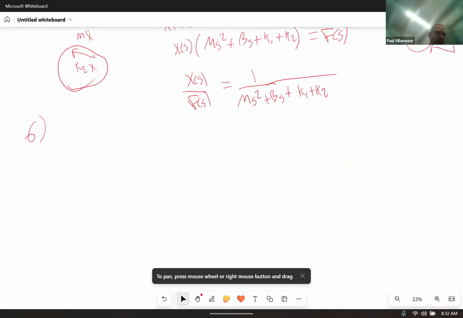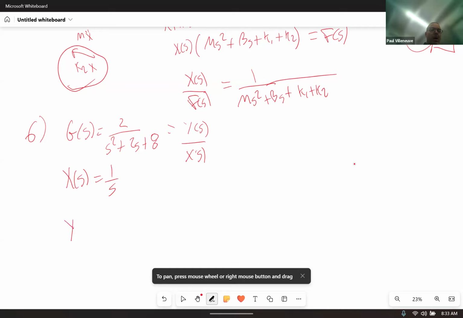Number 6. I gave you a transfer function. I tried to be good about this. I didn't give you an F of s, I gave you a G of s. And I said, find the steady state output for a unit step input. So if my G of s is Y of s over X of s, my X of s has to be a unit step, which is 1 over s, right?